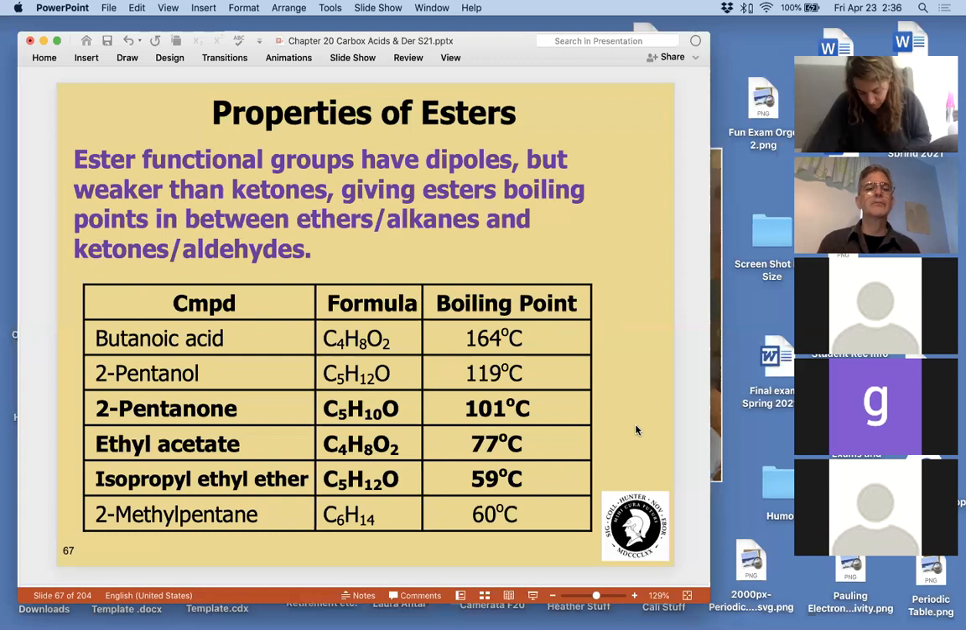Okay. So we've learned that not all hydrogen bonds are equal. We've learned that not all dipoles are equal. Some are wimpy, like ethers. And we've learned that not all carbonyl functional groups have the same dipole.